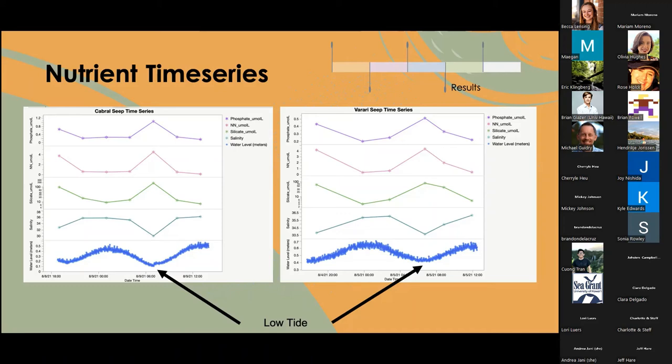And that was coupled by elevated silicate concentrations, elevated nitrate concentrations, and elevated phosphate concentrations. So this shows that the rate of SGD is being influenced by these tidal cycles, with more submarine groundwater discharge influence at low tide.